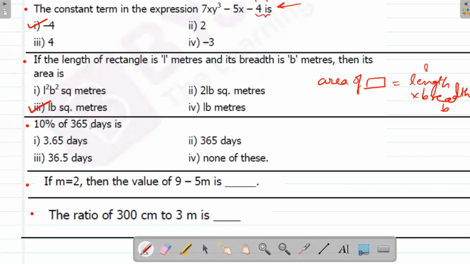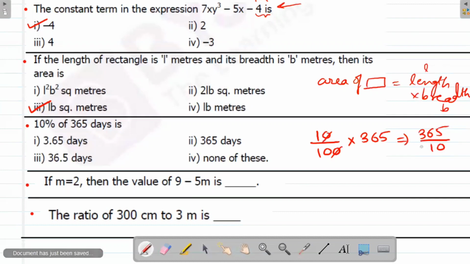Now next, 10% of 365 days is, now what is the meaning of 10%? That is 10 upon 100. We can convert percentage into a fraction. Of is nothing but a multiplication, and which is nothing but 365. Now 0 cancel, 0 cancel. So it would be 365 divided by 10. Now in the denominator 1 0 is there, so before one digit you have to give the decimal. So your correct answer will be 36.5.